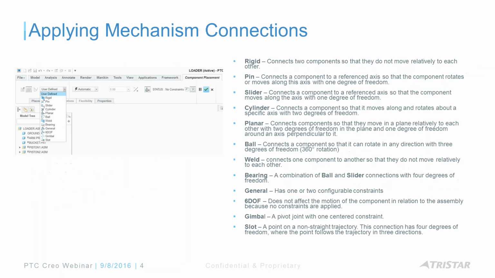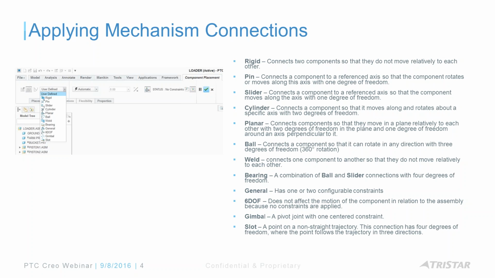Now, as far as mechanism connections, the workflow of creating your assembly is going to be pretty much the same as when you just create a regular assembly. However, you have an option, as you can see in the image that I have here. This dropdown will allow you to select a type of connection that you want to apply.